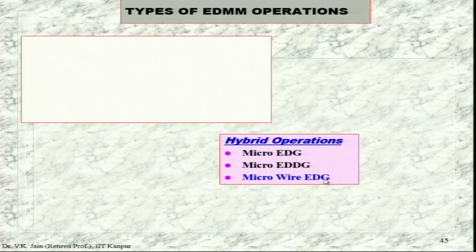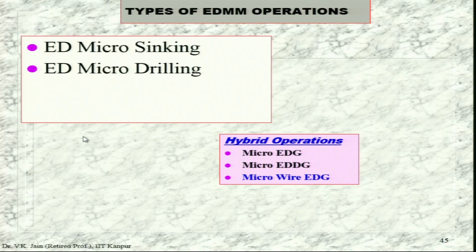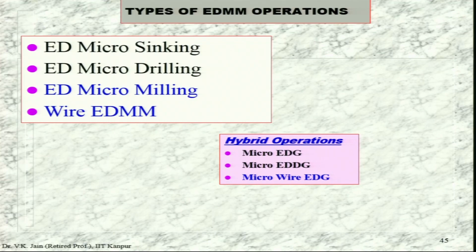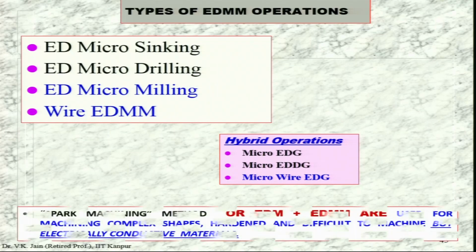And micro wire EDG, again wire electric discharge machining and grinding both are combined together to take the advantage of both the processes. ED micro sinking, ED micro drilling, ED micro milling, and wire electric discharge micro machining. All these different types of operations can be performed. Now please be careful, when I say operation, it is not the process, it is the operation I am talking about, and processes are different. EDM is a process, but sinking is an operation, drilling is an operation, milling is an operation.